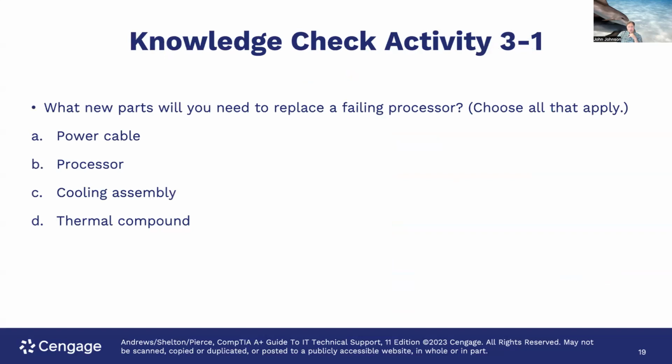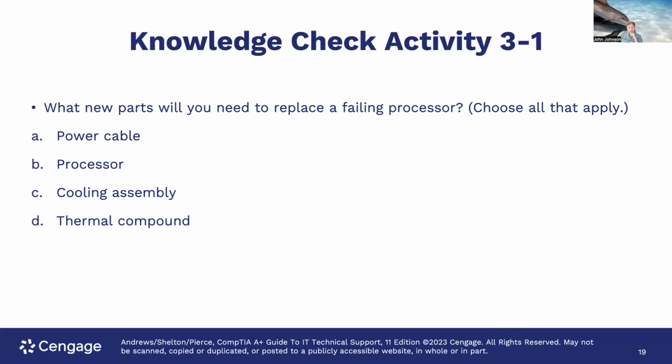Processor, yeah, if you're replacing a processor, you're going to need a processor. Cooling assembly, you might. If you're not able to use the previous one, you might have to get a new one, because you don't know why the previous one failed. It could be because your previous cooling assembly failed. And thermal compound, it's possible that you'll need that. It really just depends on whether or not your new processor comes with the thermal compound.